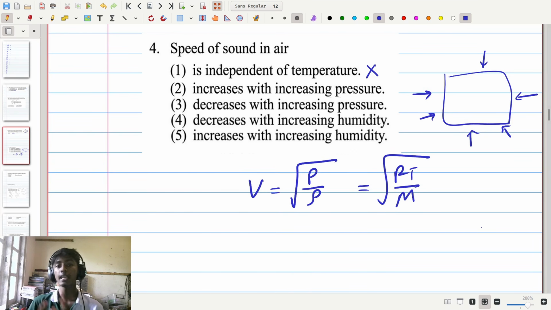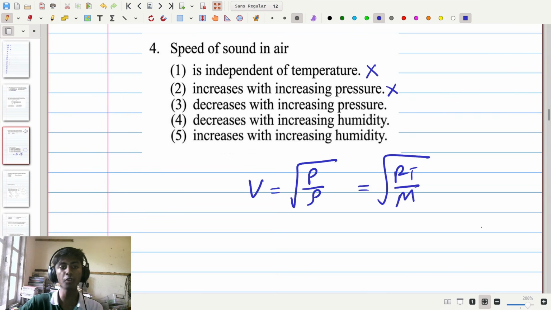So due to this, if you have a constant temperature T here and you increase the pressure, the density here will also increase by the same exact value. Due to that, the ratio of pressure and density will still remain constant. And because of this, just increasing the pressure is not a guarantee of increasing the speed of sound in air. So due to that, we can say increasing the pressure will not necessarily increase the speed of sound in air. And similarly, it will not also decrease the speed of sound in air. So that's also wrong.